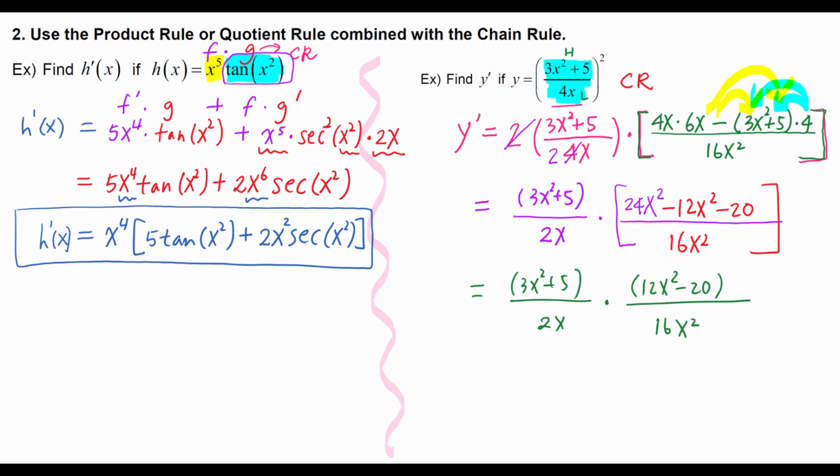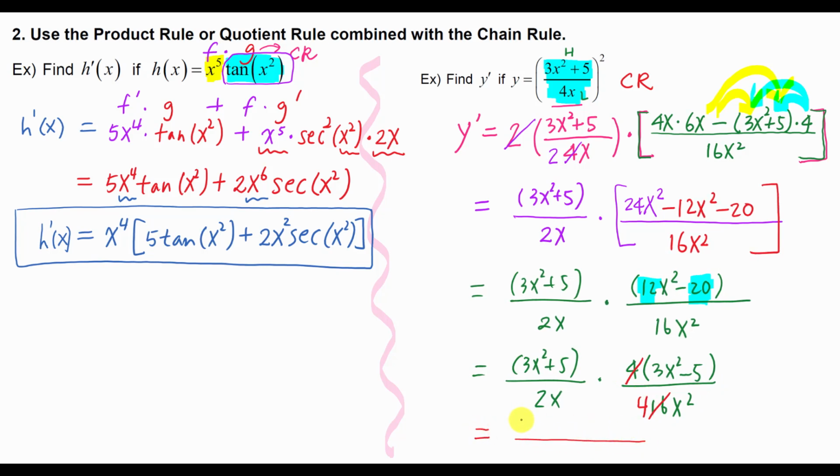But I see that 12 and 20 still have a common factor 4. So let's pull that out because we need to reduce as much as we can. Then this is going to be 3x squared plus 5 over 2x times, pull out 4. You have then 3x squared minus 5 over 16x squared. 4 goes there once, 4 goes there 4. So my final answer is equal to 3x squared plus 5 times 3x squared minus 5 over 2x times 4x squared, which is 8x to the third, and this is what my y prime is.